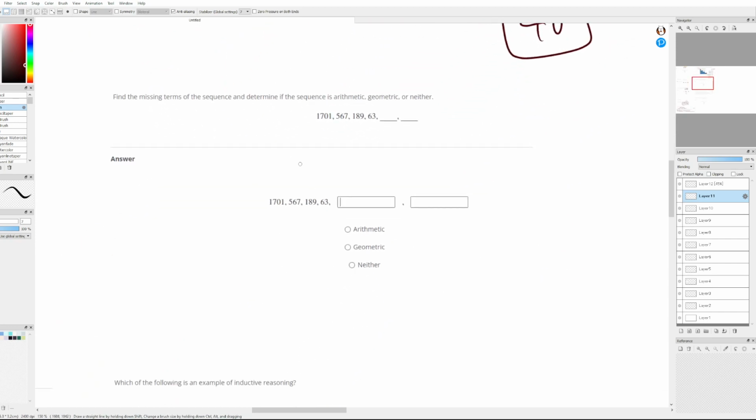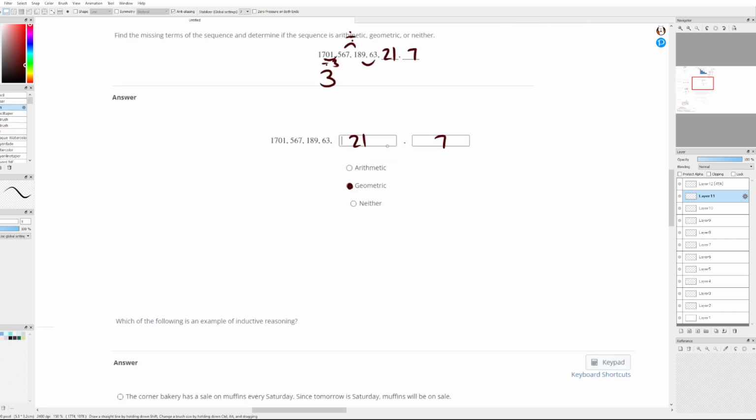Here is another sequence problem. This one goes from 1701 to 567 and so on. To see if this is geometric, I'm going to take 1,701 and divide it by 567. And that gives us 3. I'm going to take 567 and divide that by 3 to make sure we get 189. And it does. It works. So divide by 3. And 189 divided by 3 is equal to 63. 63 divided by 3 is equal to 21. And 21 divided by 3 is equal to 7. So the next in the pattern would be 21 and 7. And it would be geometric because there's a consistent multiplication and division happening here.